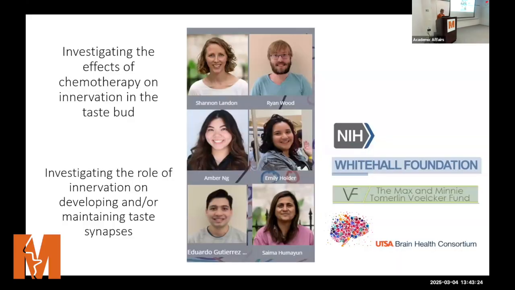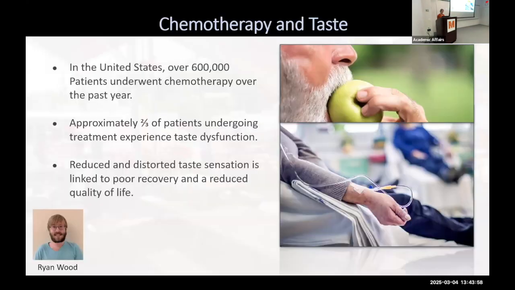Okay, so I know I've taken up so much time just because of technical difficulties, so I might not get through both of these. But these are two papers that are either in process or have been recently published in my lab, investigating the effects of chemotherapy on innervation in the taste bud and investigating the role of innervation in developing or maintaining taste synapses. And these are two projects that were headed up by my two latest PhDs in the lab, Shannon Landon and Ryan Wood, along with my other technical and master's student support.